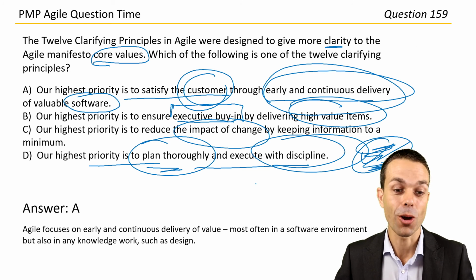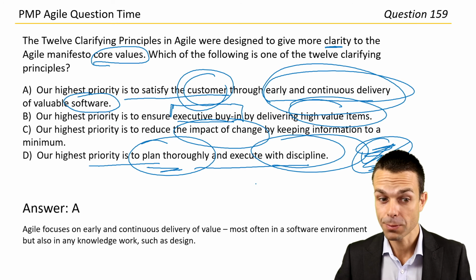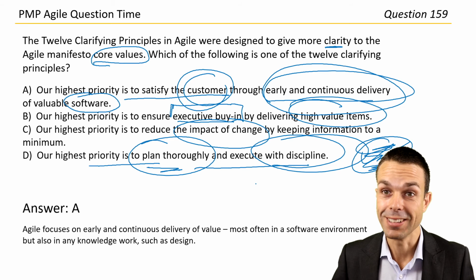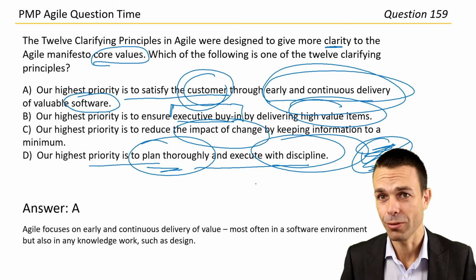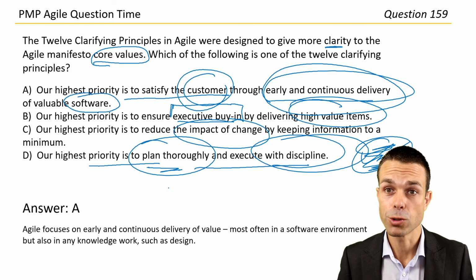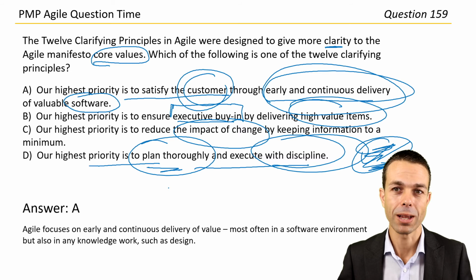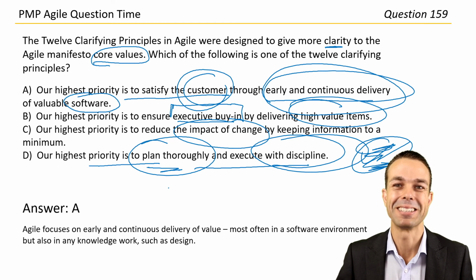Agile focuses on early and continuous delivery of value, most often in a software environment, but not always. Any knowledge work, it says, yes, and that's exactly it. So, it may not fit in an industrial environment necessarily, but anywhere the work is hidden from view, it's knowledge work. It's not necessarily in plain sight. Very useful to use Agile. That was a great question. Let's get into the next one.